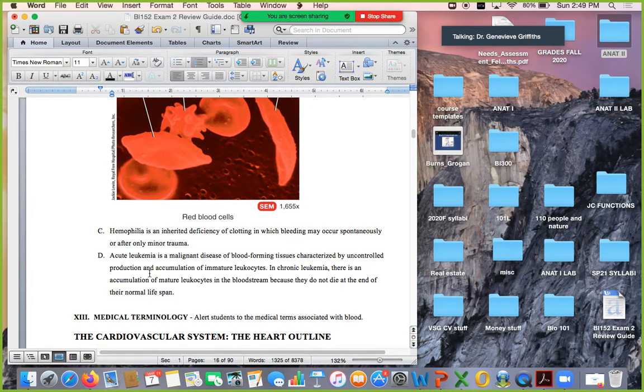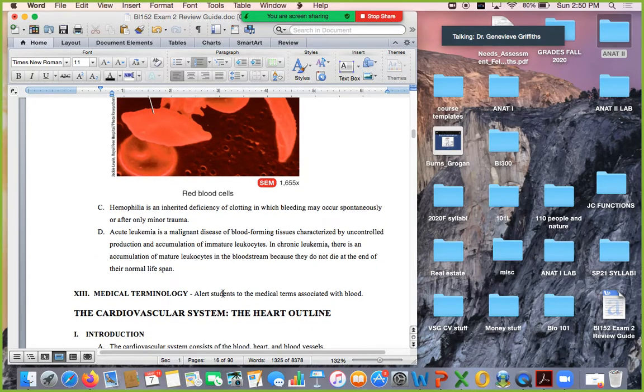And we can have acute or chronic leukemia. In chronic leukemia, we have an accumulation of mature leukocytes. In acute leukemia, we're going to have an accumulation of immature leukocytes. So basically what happens is, are we making too many of them at the beginning, or are they hanging around for too long because they don't die at the end of their normal lifespan? Either way, we're going to end up with too many of them, which can be very bad for the body and typically can result in needing a bone marrow transplant.